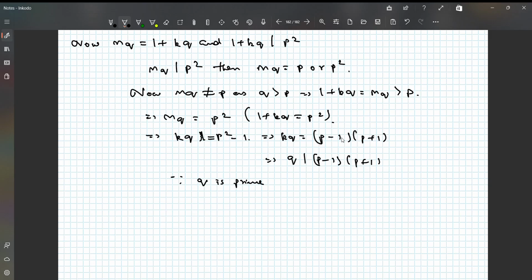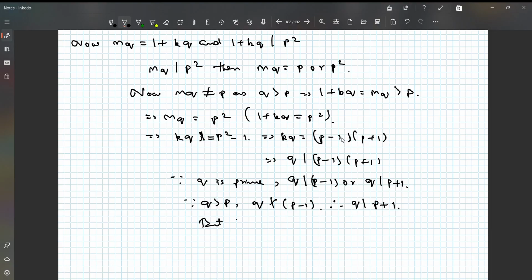Now, since Q is prime, and we know from the properties of primes, Q either divides P minus 1 or divides P plus 1. Surely Q cannot divide P minus 1, because Q is greater than P. Therefore, Q divides P plus 1. But since Q is greater than P, and we are talking about integers here, the only possibility is that Q equals P plus 1, right?